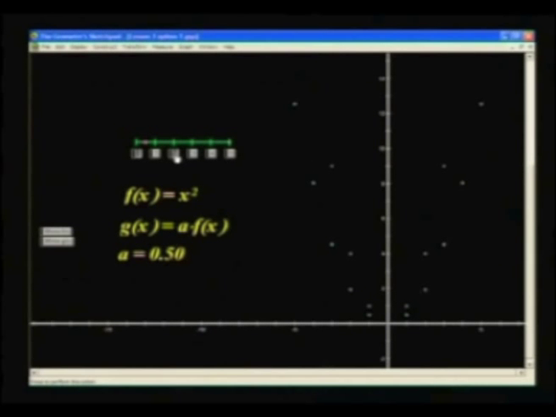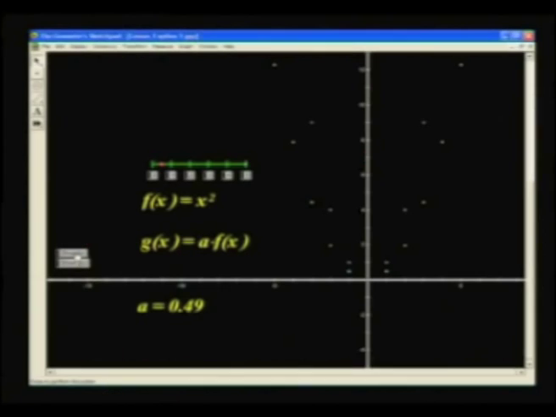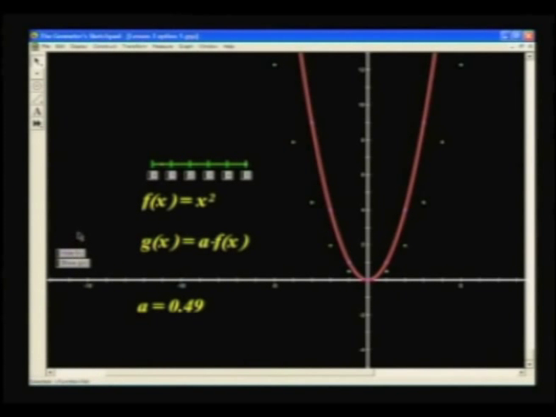I love it. One last question. Please turn the graph back on so we can see what happens as the values of a change. There you have it.